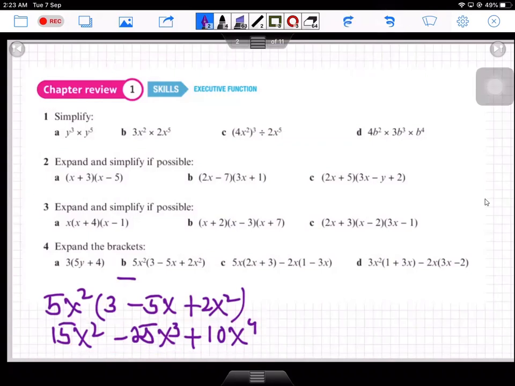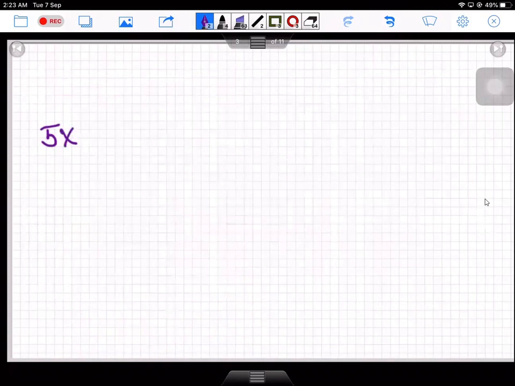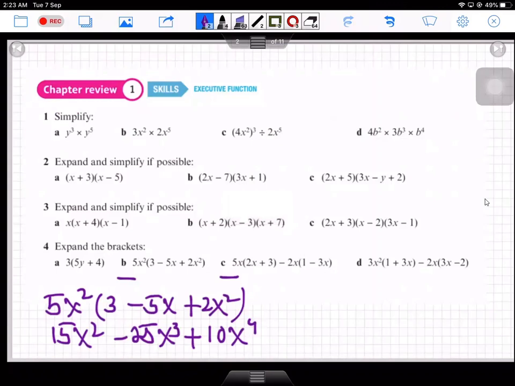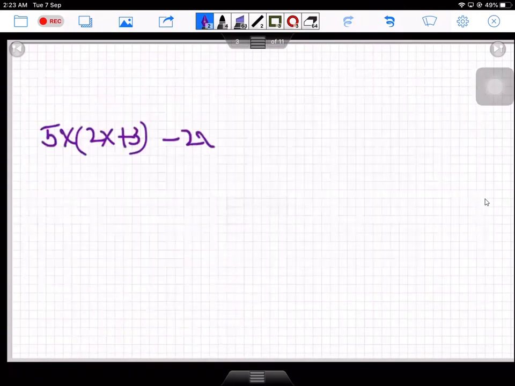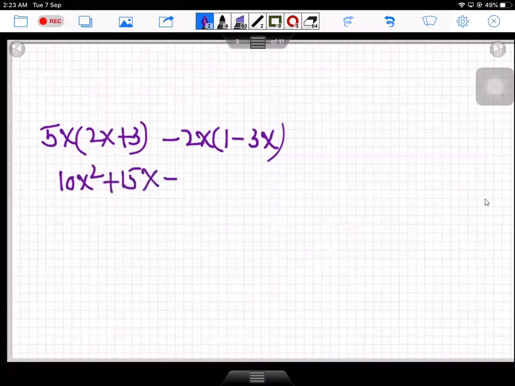Now let's have a look at question number 4, part C. 5x times 2x plus 3, and then minus 2x times 1 minus 3x. So 5x into 2x is positive 10x square. Then 5x multiplied by 3 is positive 15x. Then minus 2x times 1 is definitely minus 2x, and then minus 2x times minus 3x is positive 6x square.